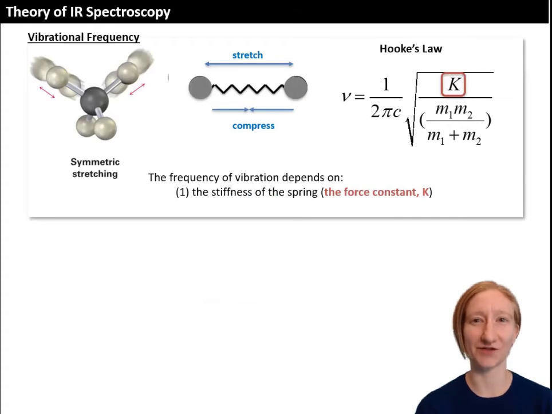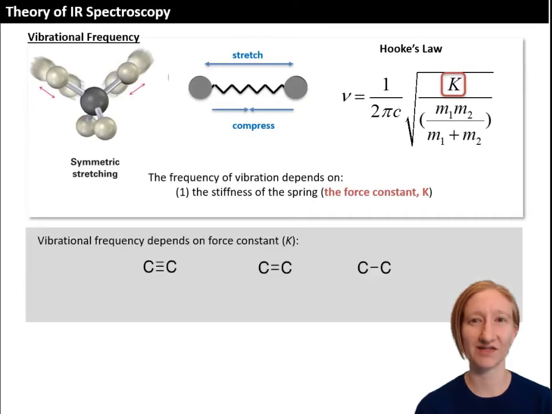Looking at the force constant first, a larger force constant will give a higher frequency. The force constant K is directly proportional to nu, the frequency, and the force constant is related to the bond strength. So that means a stronger bond will have a higher frequency. If we were to compare a carbon-carbon triple bond with a carbon-carbon double bond and a carbon-carbon single bond, we'd expect the triple bond to have the highest frequency because it has the strongest bond or the largest force constant. And that's what we see. A triple bond shows up around 2150 wave numbers, a double bond around 1650 wave numbers, and a single bond around 1200 wave numbers.